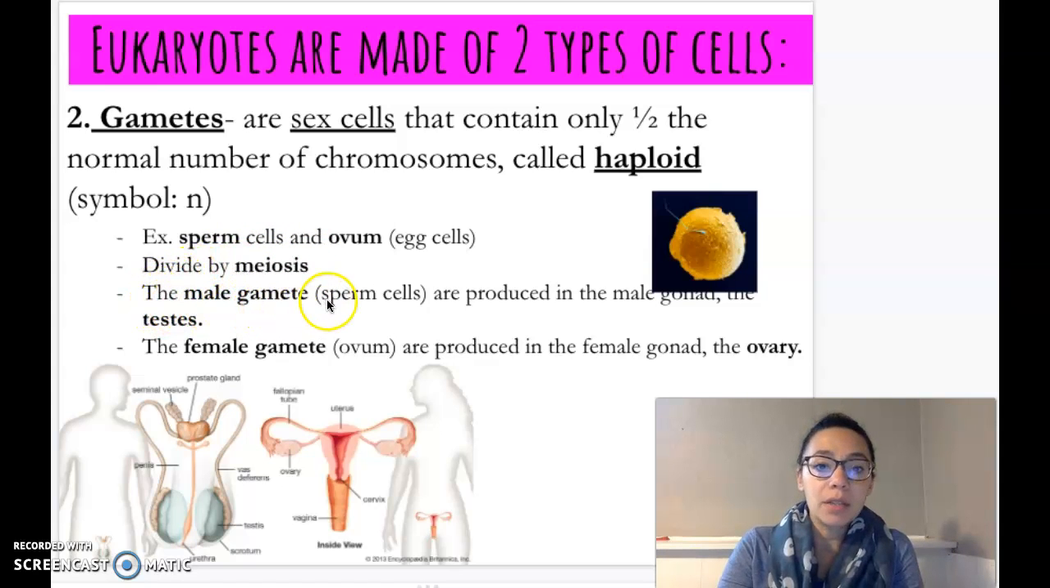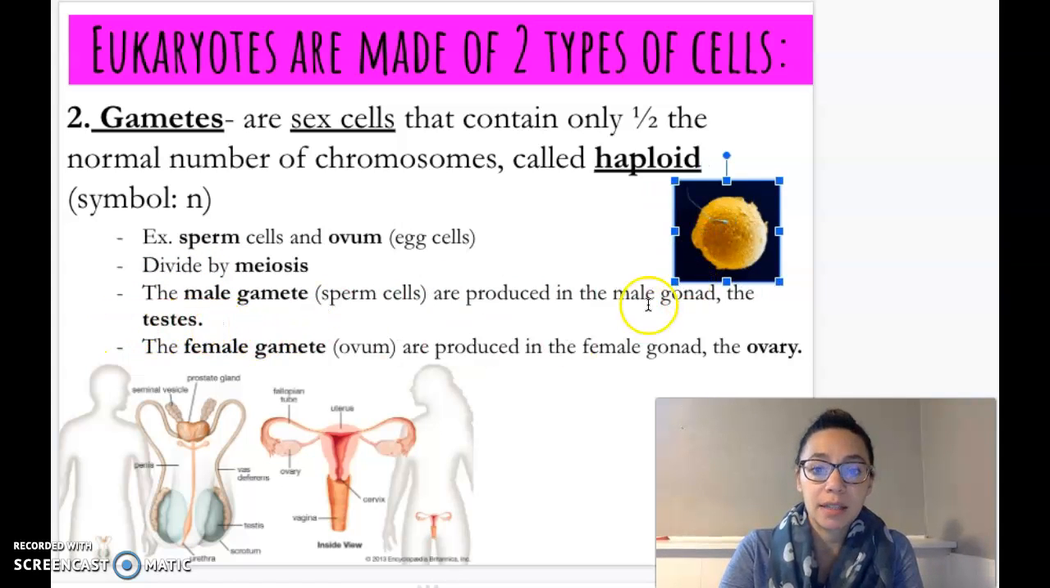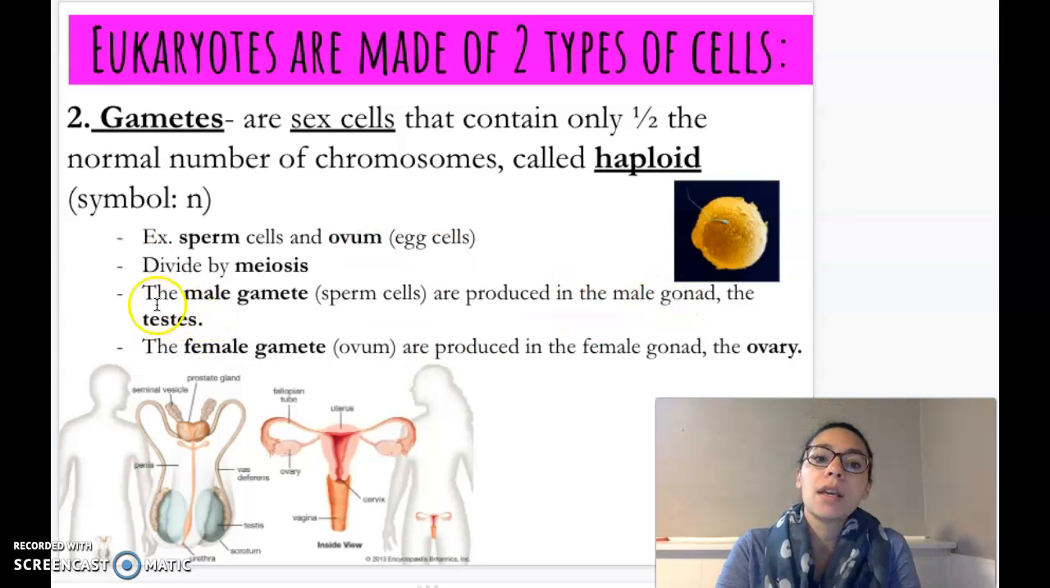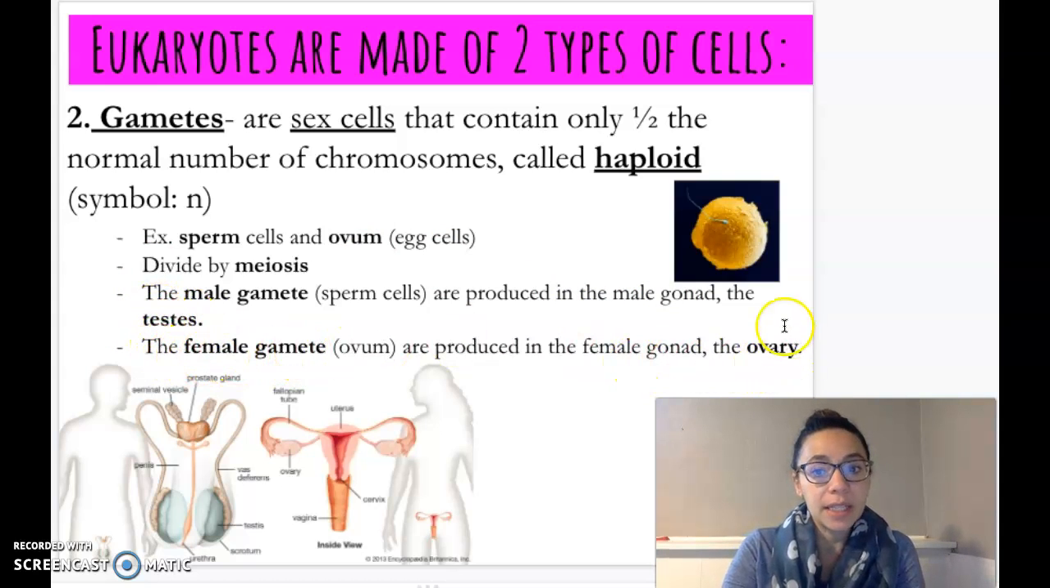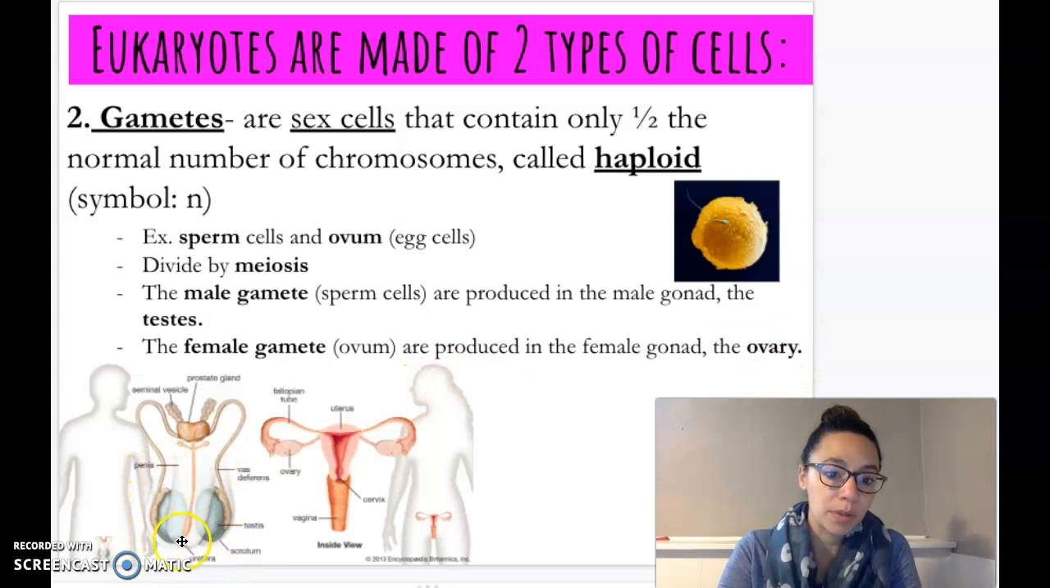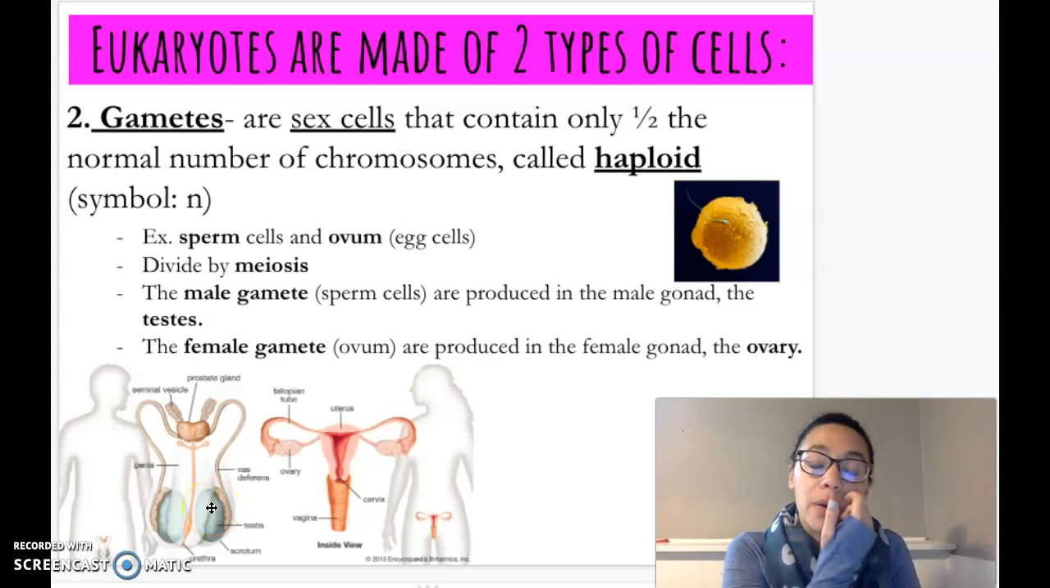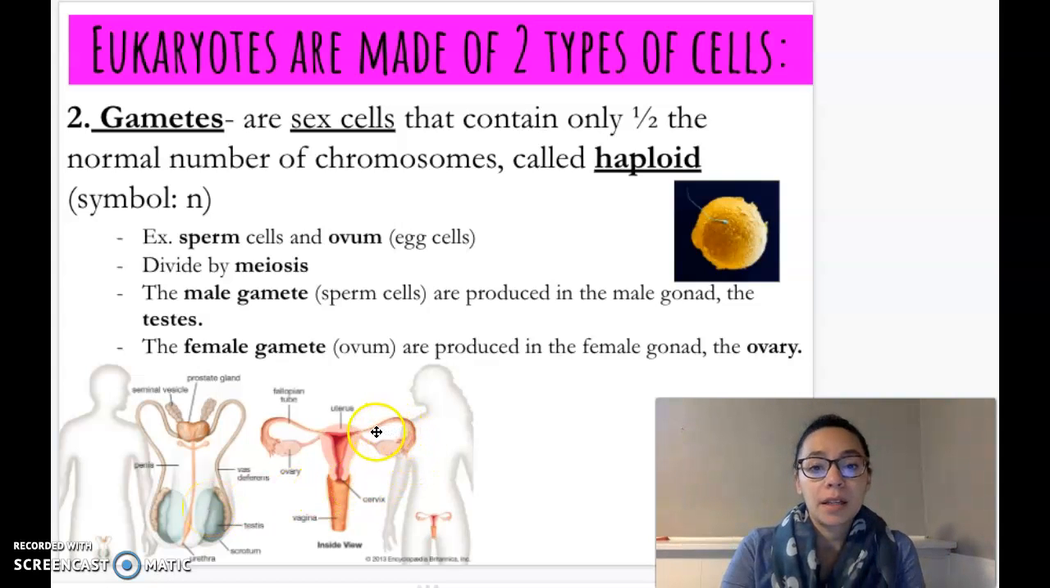The male gametes, or the sperm cells, are produced in the male gonad, which is the testes. So gonad is just a word for the organ that's producing the sex cells. So the male version of that organ is called the testes. The female gonad is the ovaries. So we have the testes here, that's where sperm are produced in the male. So that's where this process of meiosis happens in males. And the ovaries, which are located right here, are producing the eggs in females, or the ova.